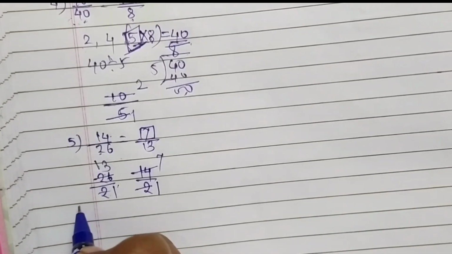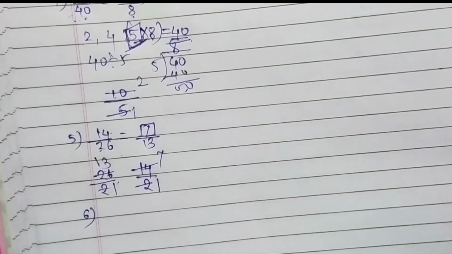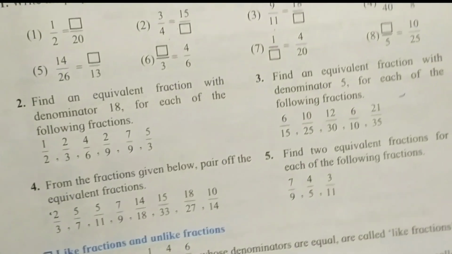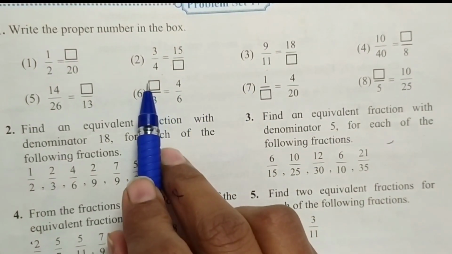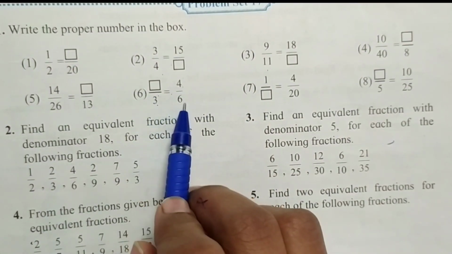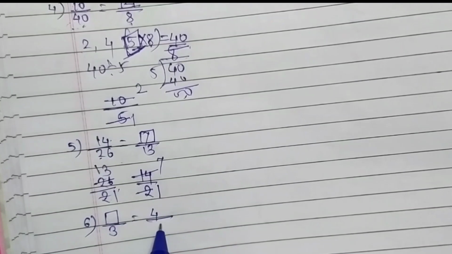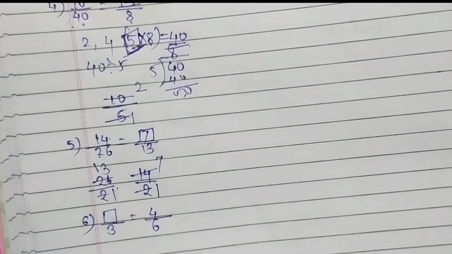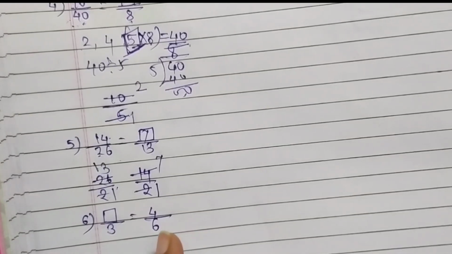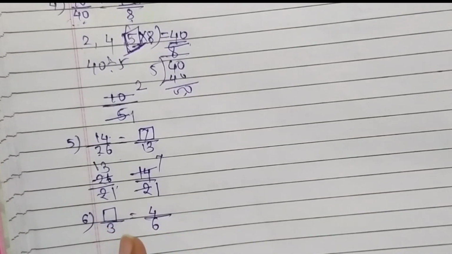Now next question. Question number 6. The question is box upon 3 is equal to 4 upon 6. Now they give us the answer here and we have to find out the question.